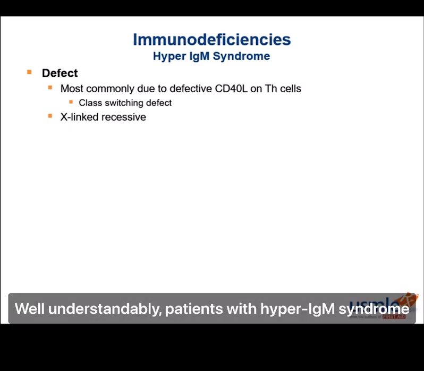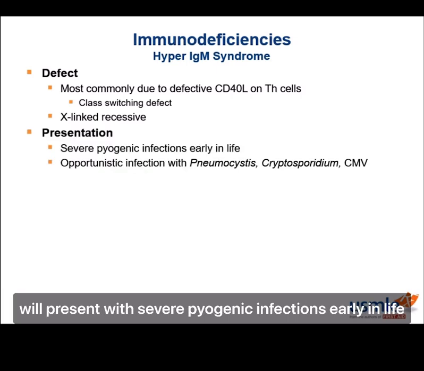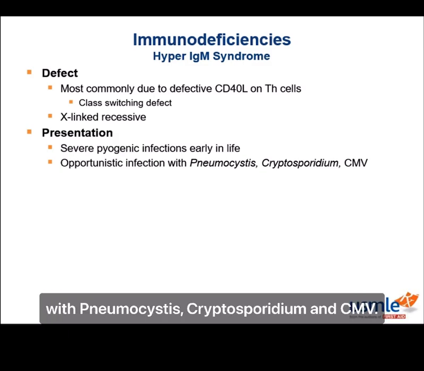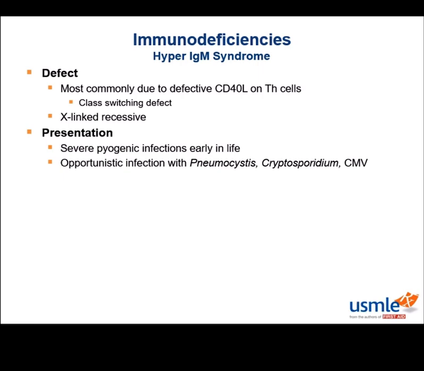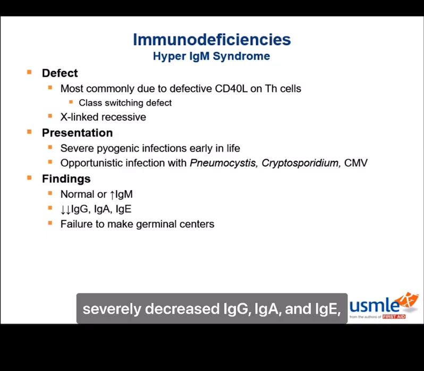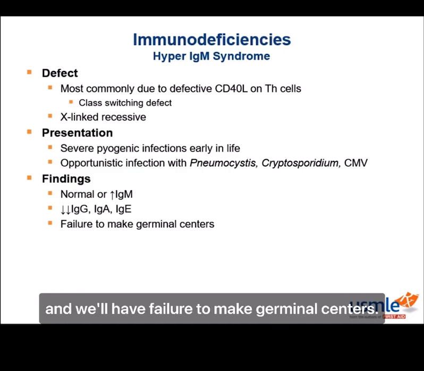Well, understandably, patients with hyper-IgM syndrome will present with severe pyogenic infections early in life, and they'll get opportunistic infections with pneumocystis, cryptosporidium, and CMV. So on findings, we'll see normal or increased IgM, severely decreased IgG, IgA, and IgE, and will have failure to make germinal centers.